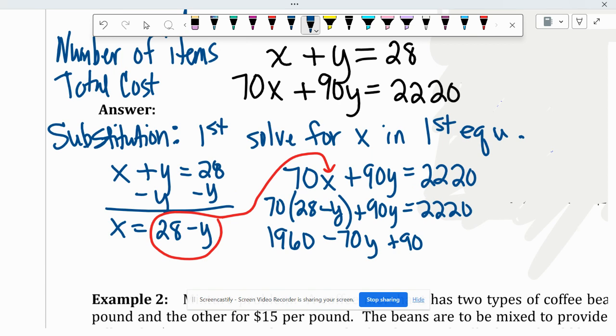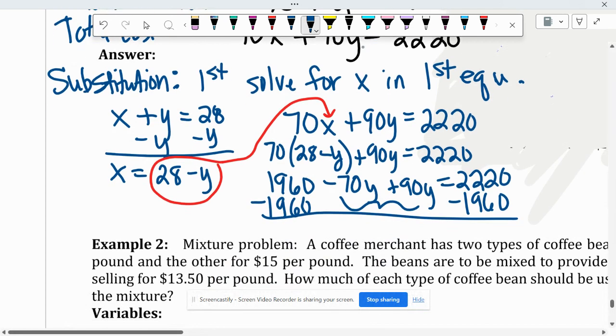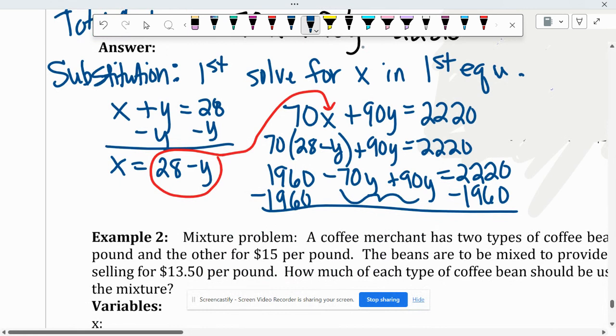No, ma'am. Okay, perfect. So plus 90Y, sorry, that's where I left off, equals 2,220. I'm going to combine like terms, and I'm going to subtract 1,960 from both sides. Combining these two, what is a negative 70 plus a positive 90? So 20Y equals 260. Is that what you guys got? Yeah. So 20Y equals 260.